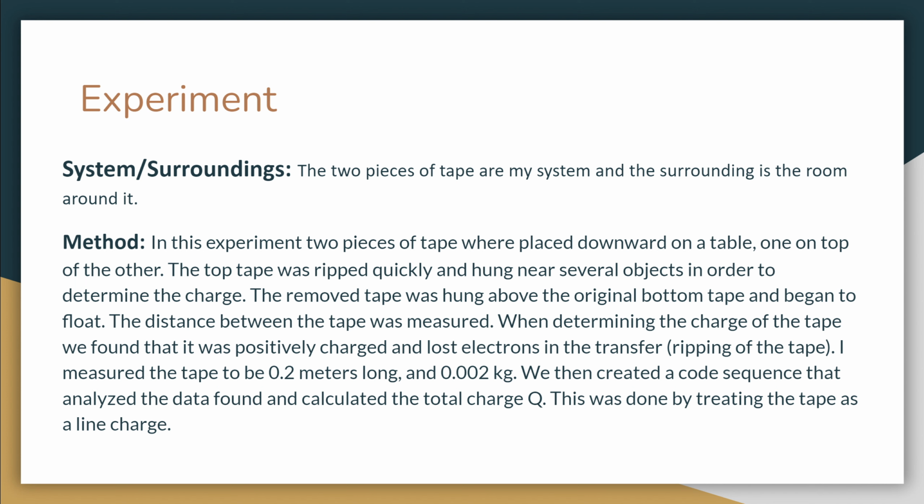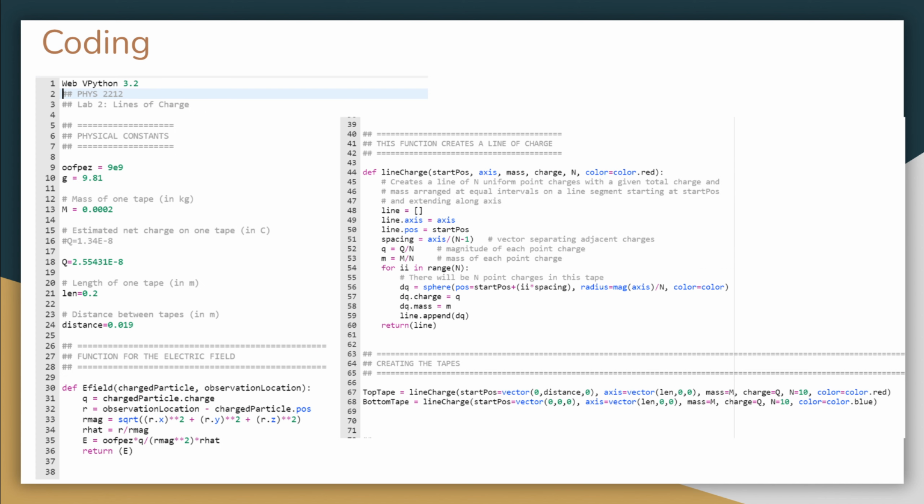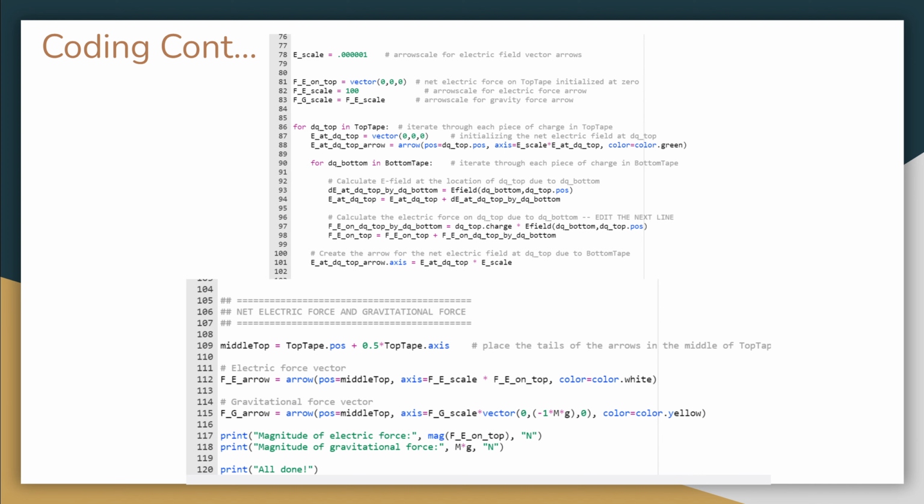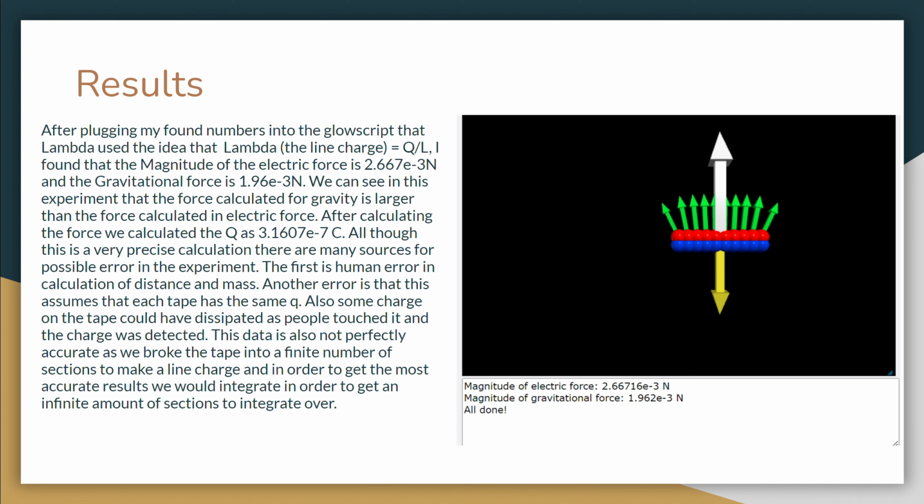We then created a code sequence that analyzed the data found and calculated the total charge Q. This was done by treating the tape as a line charge. So this is the code that I used in CloseScript in order to do this. I took my data from the last time. I defined my electric field. I created a function with the principle of superposition, and then I used this other function on the right to create the line charge. And then I created my model here on this next page.